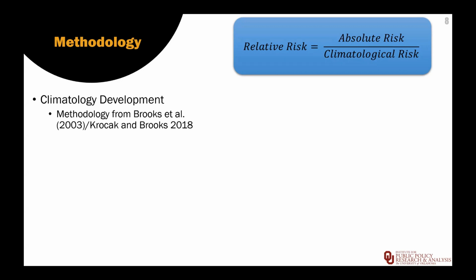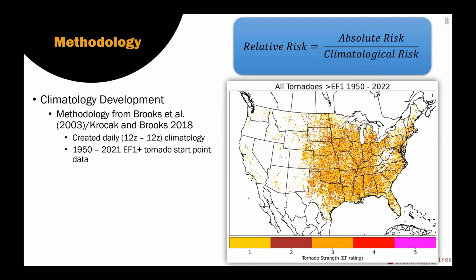And to do that, we use the methodology from Brooks et al. 2003 that was also used in Krochak and Brooks 2018. To do this, we create a daily 12Z to 12Z, that's Greenwich time for those of you who aren't familiar with meteorology terminology, a daily climatology of 1950 to 2021 EF1 or greater tornado start points. We use EF1 or greater tornadoes because the record keeping for EF0s can get a little weird depending on what part of the country you're in. So you've got more consistent data for these more damaging tornadoes.